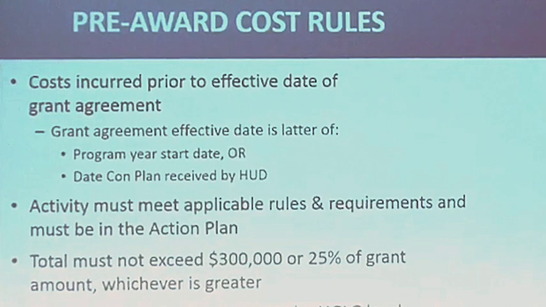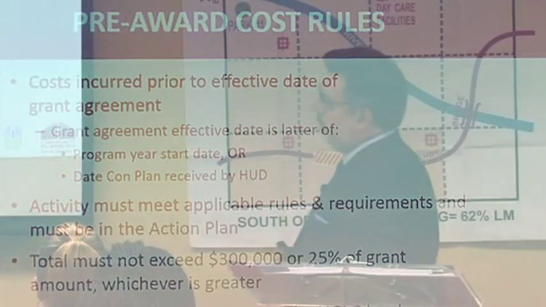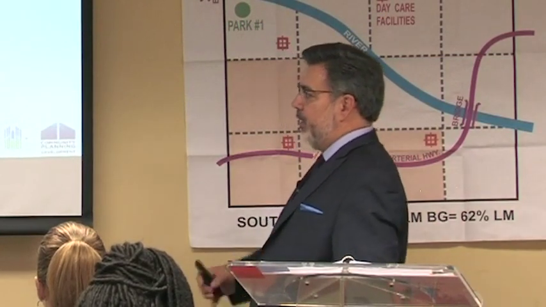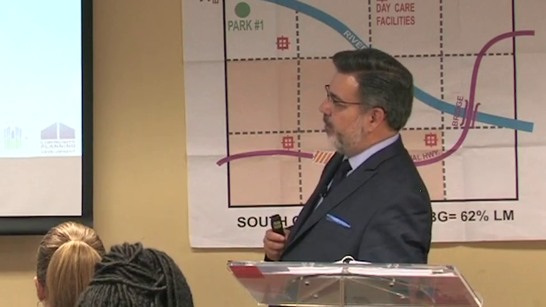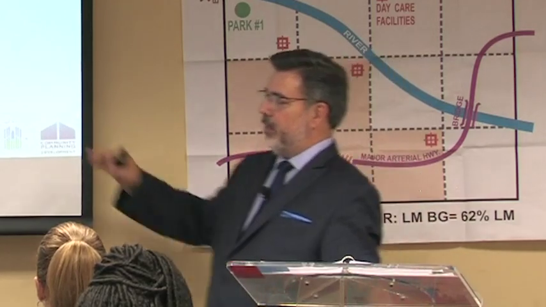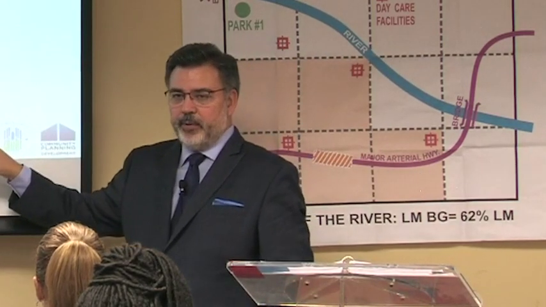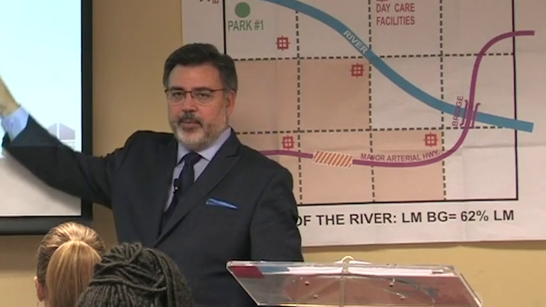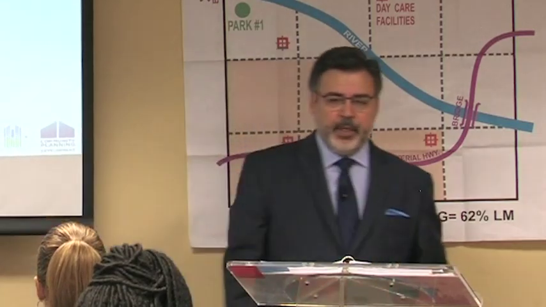Pre-award costs. Okay, so this is an interesting one. This is another tool that is going to be added to your tool belt. What are pre-award costs? They're basically costs incurred prior to the effective date of the grant agreement. The grant agreement effective date is the latter of the program year start date or the date that the con plan is received by HUD. I'll skip this for right now, but I'm going to give you what that concept is, and then we'll talk about these last 3 points.